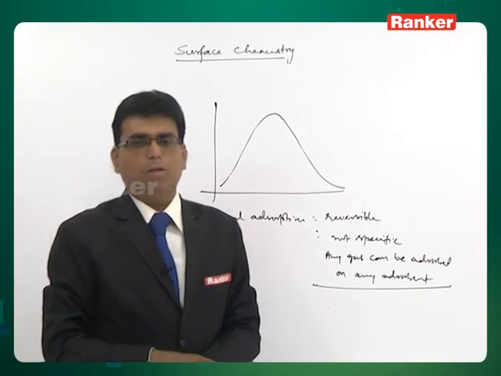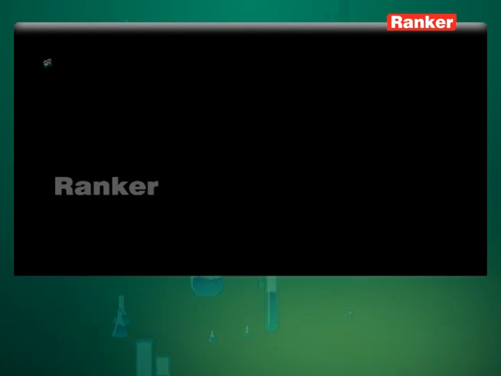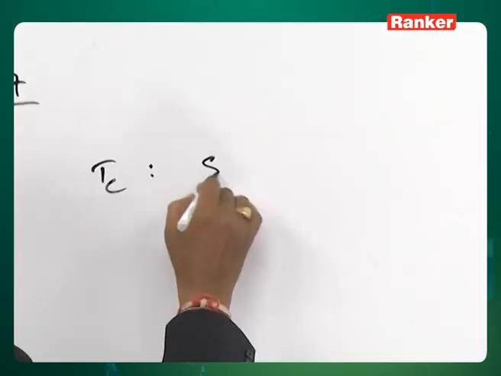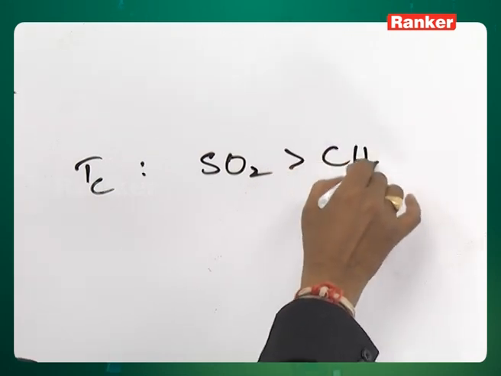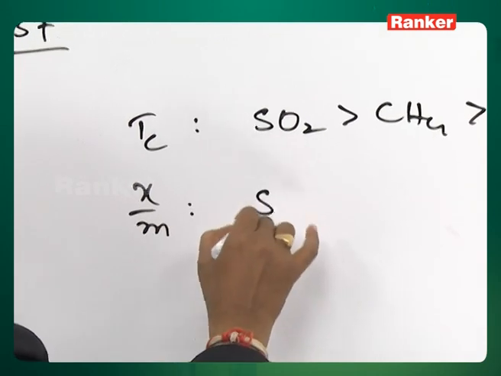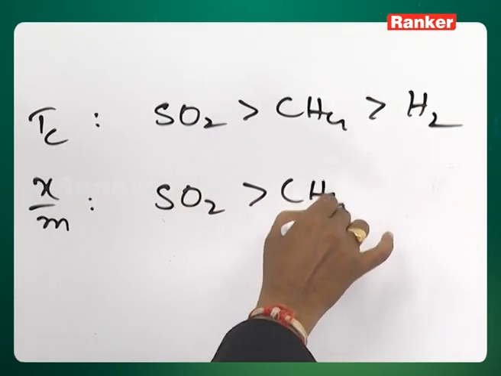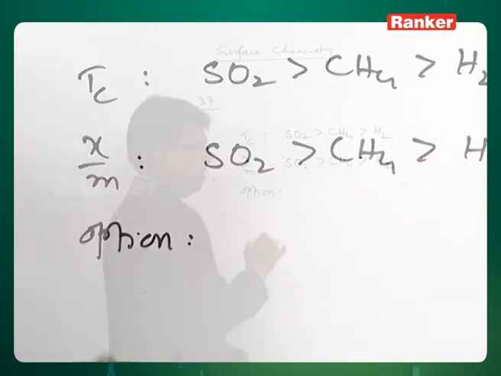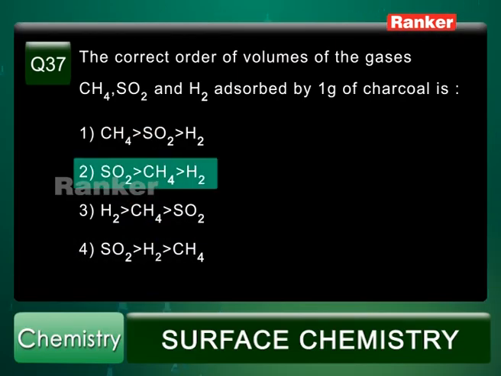Now, let us move on to question number 37. The correct order of volumes of the gases methane, sulfur dioxide and hydrogen adsorbed by 1 gram of charcoal is, as the Tc for SO2 is greater than methane greater than H2, therefore, X by m is also higher for sulfur dioxide than methane than hydrogen. Therefore, the correct answer is option 2, SO2 greater than methane greater than hydrogen.